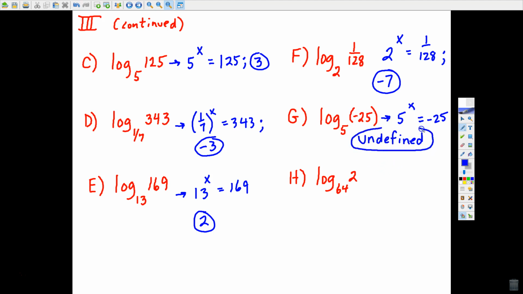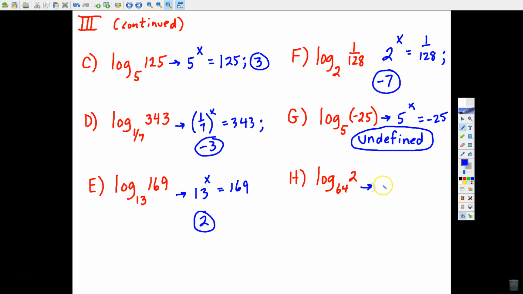So I just want to bottom line this for you. Your bases will always be numbers greater than 1. They will not be negative. So therefore, it's impossible to evaluate the log, no matter what the base is, of a negative number. So be on the lookout for those cases.